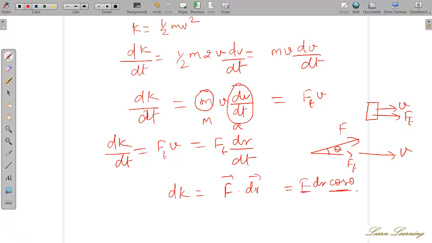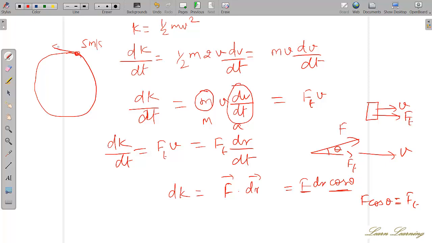So this F cos theta basically is the tangential force, right? The force along the direction of the tangent, I mean along the direction of the motion. I can give you a best example here: let's say a body is moving in a circular motion, no? Okay, so let's say the body is moving with a speed of 5 meter per second.